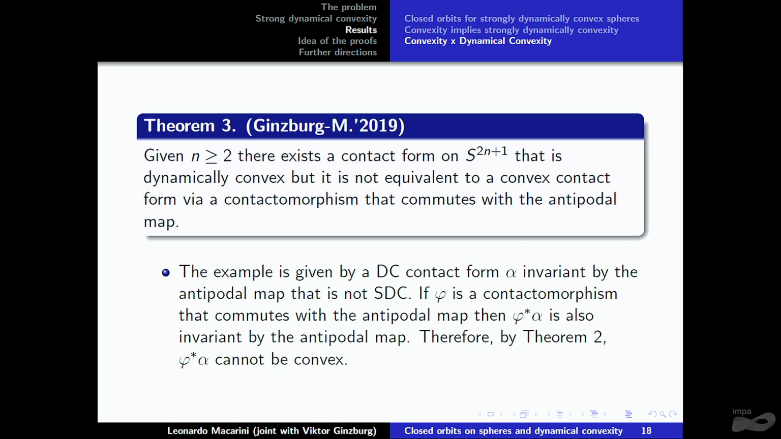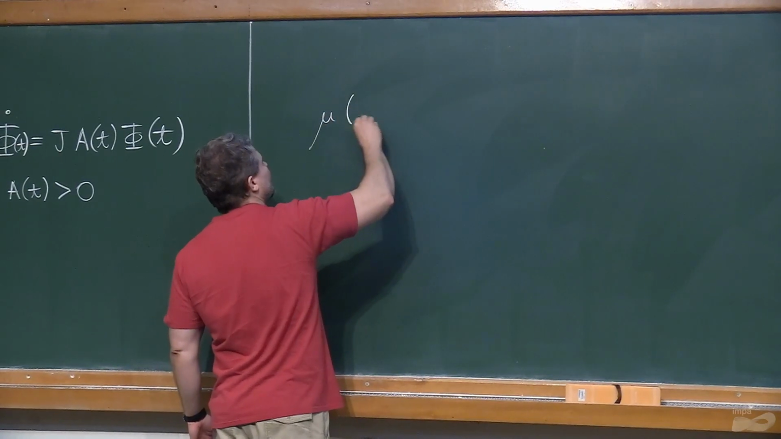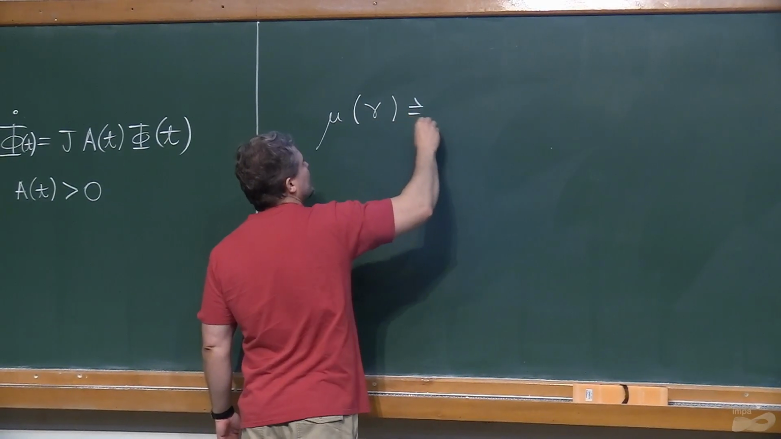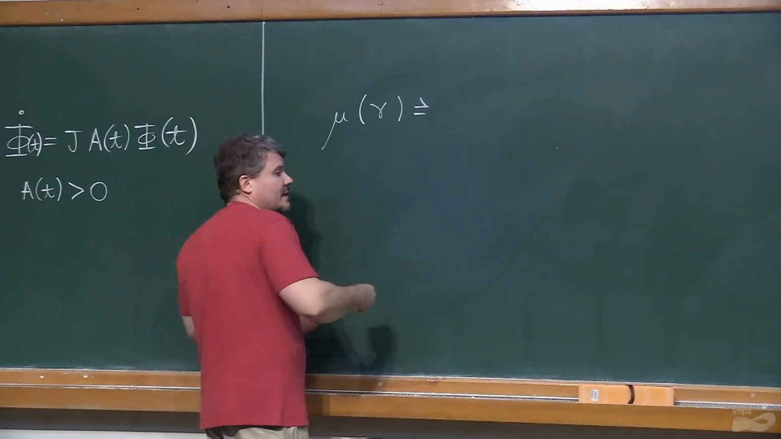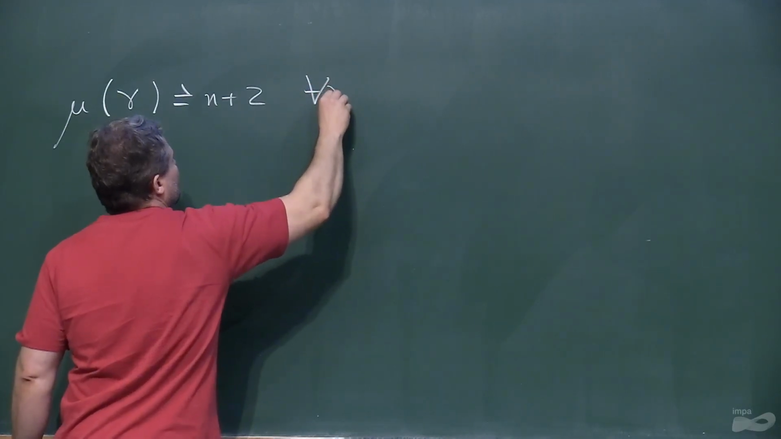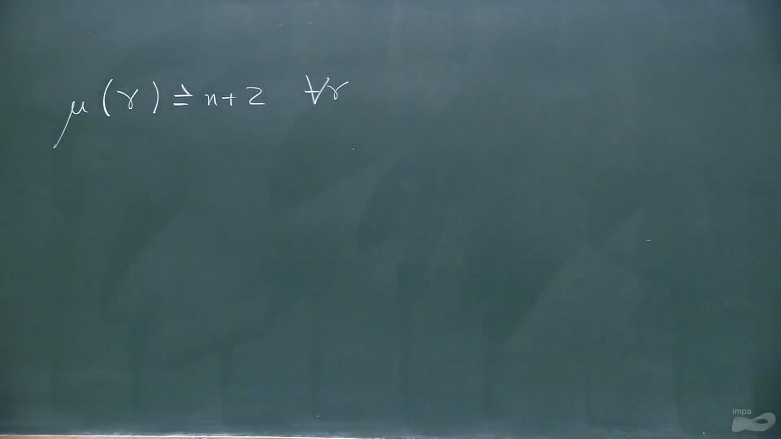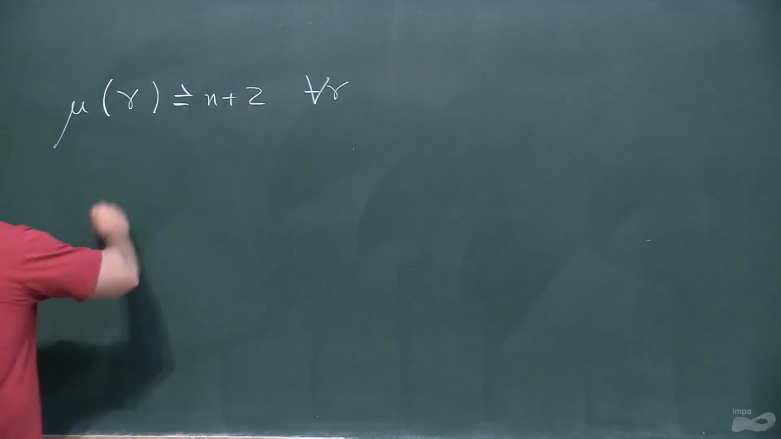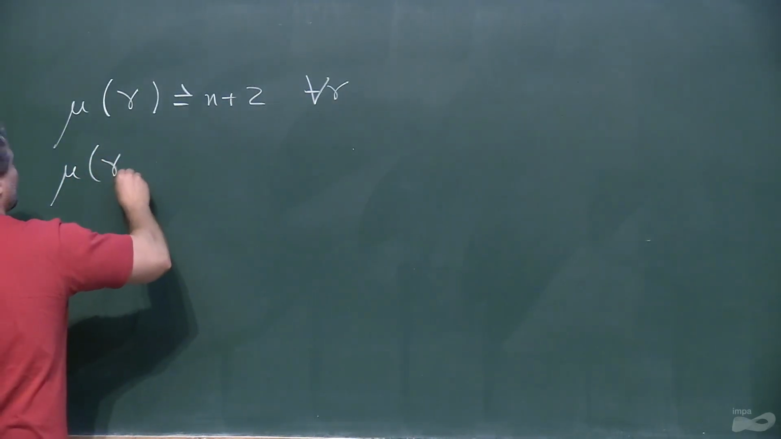We construct a contact form such that every periodic orbit has index at least n plus 2, so it's dynamically convex. But the contact form is invariant by the antipodal map, okay? And there is a special symmetric closed orbit, gamma s.